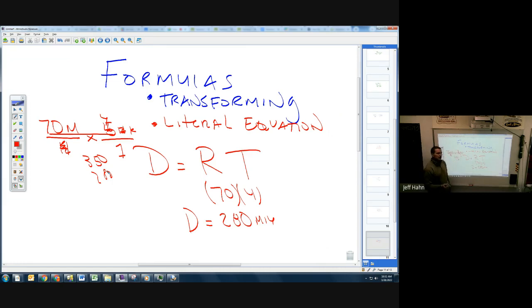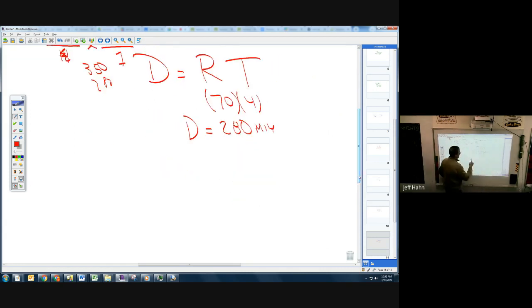What I ask you is, what if David wanted to know how long it was going to take him to go to Indy? He knows the distance to Indy, he knows the rate, but how do I figure out the time? I have this formula right now, but instead of looking for the distance, I want to solve this for the time it takes me to go to Indy. I want to transform this formula so it is t equals something.